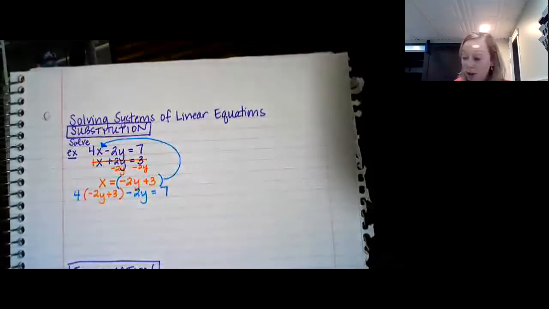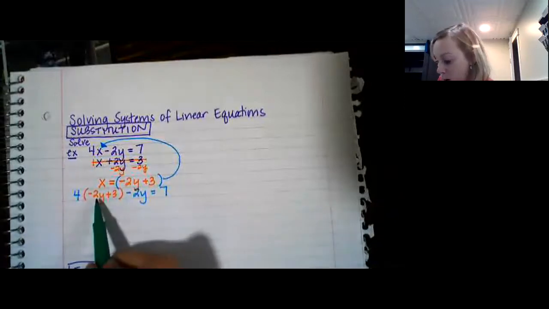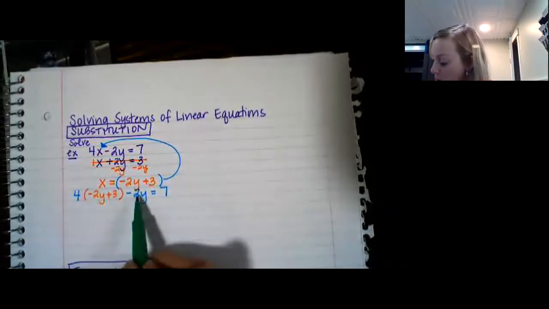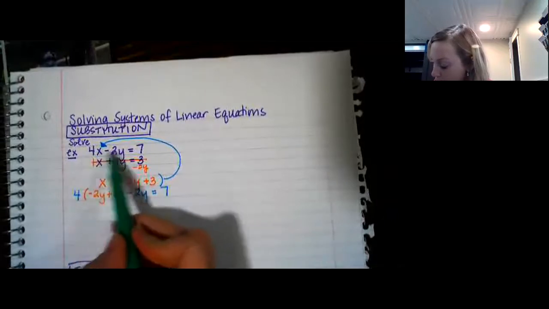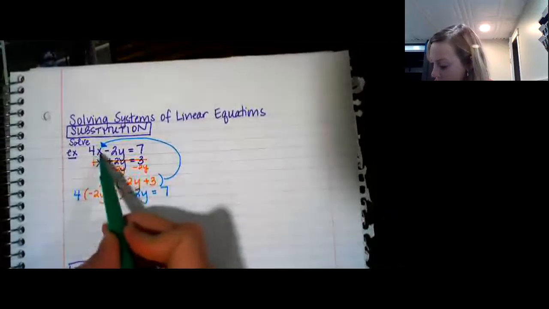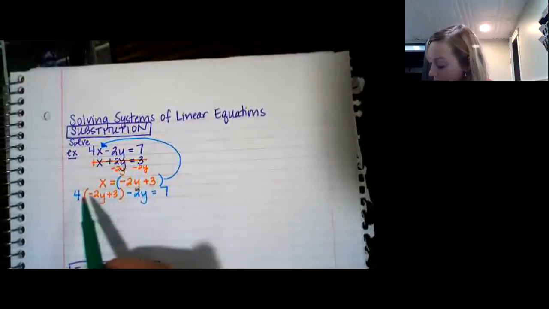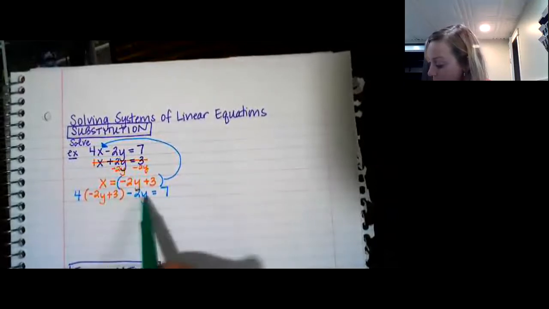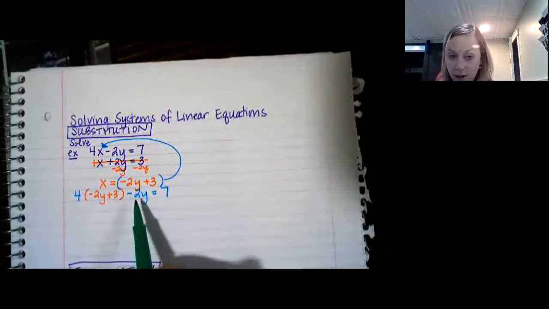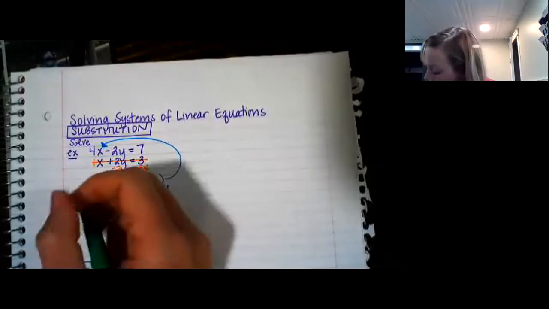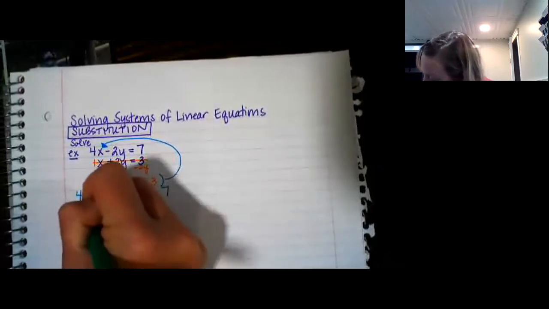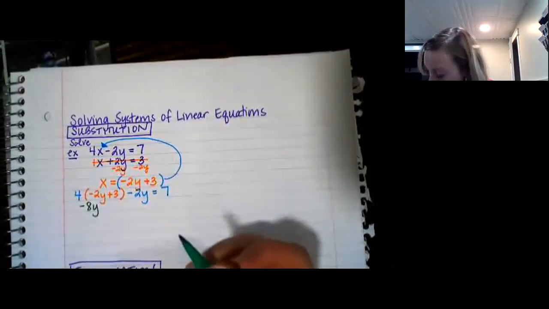You're going to know you made a good substitution if your equation only has one variable in it. Notice I had 2 different variables in my first equation. I had an x and a y, but now if I look at this equation, I only see y, so I only have one variable. So I made a good substitution. From here, I just go ahead and solve this equation as usual.